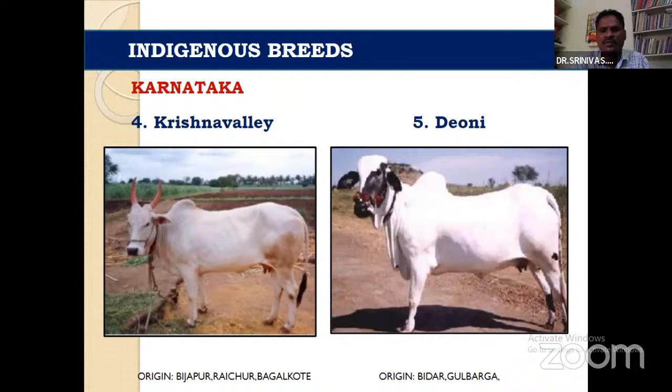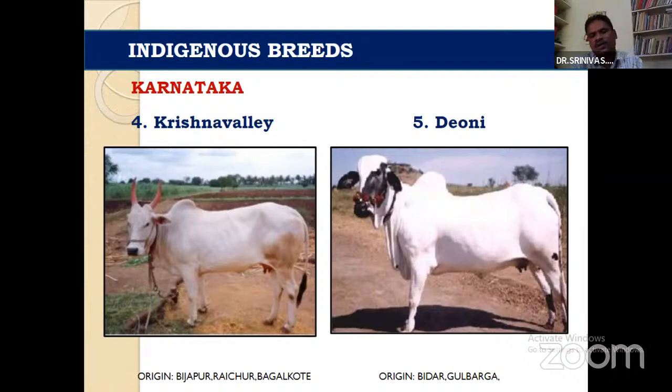Devani. The origin tract is Bidar, Gulbarga, and some Maharashtra areas. You can see the stature of this Devani breed. Look at the ear pinna: the inside of the ear is always black. It is a very good quality milk breed, and we can use it for milk. The face is also black. You can see it in gray and white colors. The main characteristic, as I said, is that the ear pinna will be black.